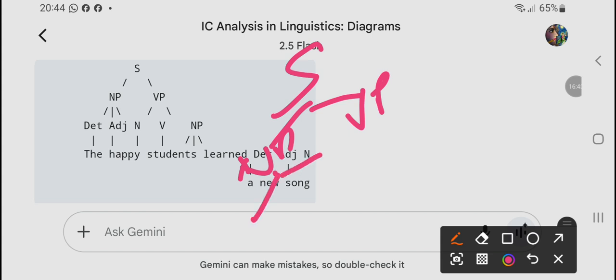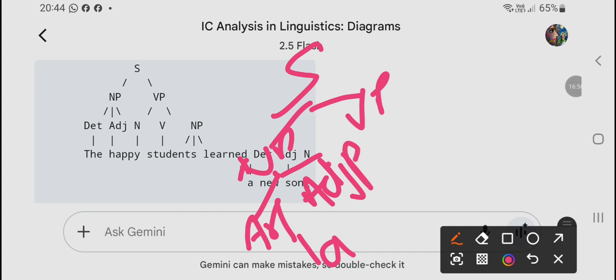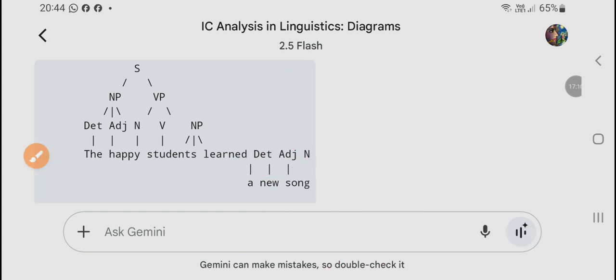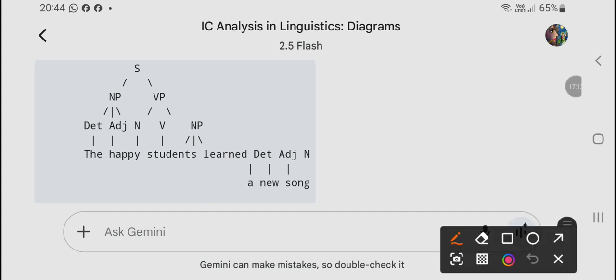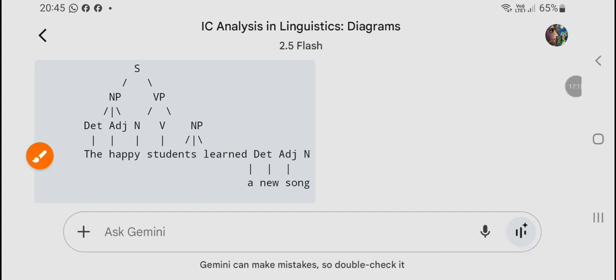Here the article a, right? Then happy students, that is an adjective phrase, right? So the adjective phrase is divided into the adjective happy and then the noun students. Then learn the new song.